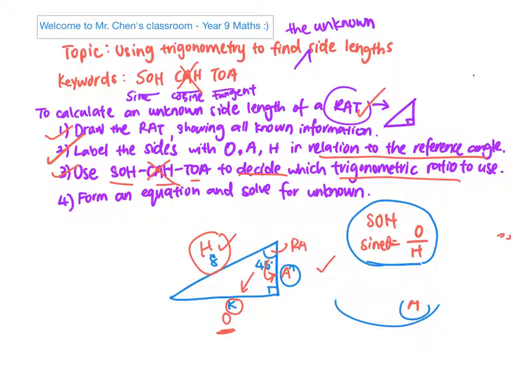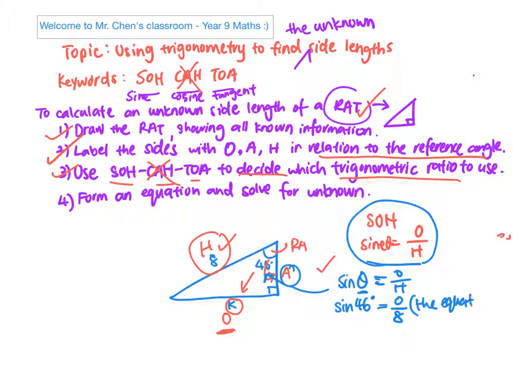So now that we know sine is the one that we're looking for, we're going to start working on that. Sine theta equals opposite over hypotenuse, right? And theta here represents the angle. From here, we can tell the angle is 46 degrees. So what you have to put down is sine 46 degrees equals opposite over hypotenuse. We don't know what opposite is, but we do know the hypotenuse is 8. Once you write that down, this is pretty much the equation. From here, you can solve for opposite. Opposite equals sine 46 multiplied by 8.